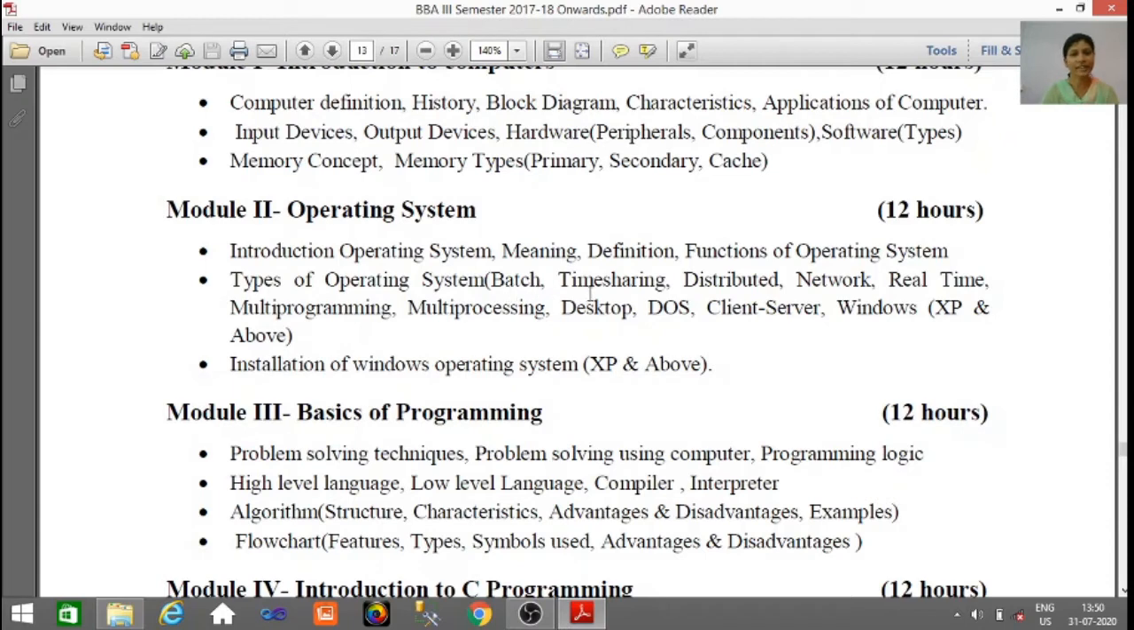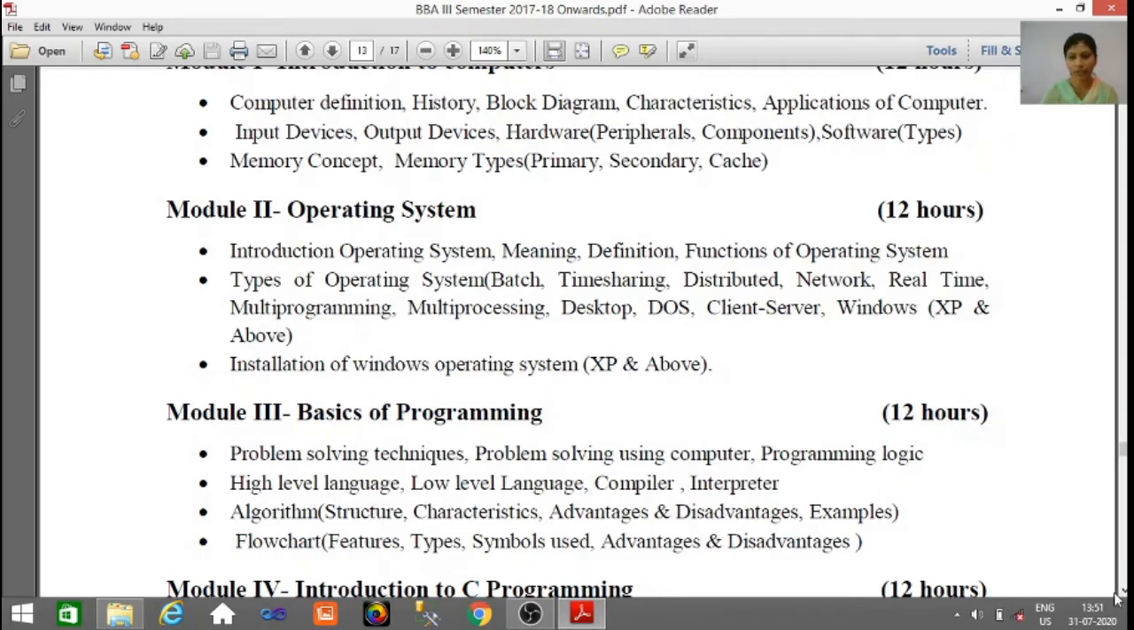First one is batch operating system, time sharing operating system, distributed, network, real time, multi-programming, multi-processing, desktop operating system, and DOS. This is one of the operating systems. DOS means disk operating system, client server operating system, Windows operating system. We all are familiar with Windows operating system because normally we all are using it: XP, Windows 7, Windows 8, Windows 10, and above. Then installation of Windows operating system, XP and above, how we install the operating system in our PC or laptop.